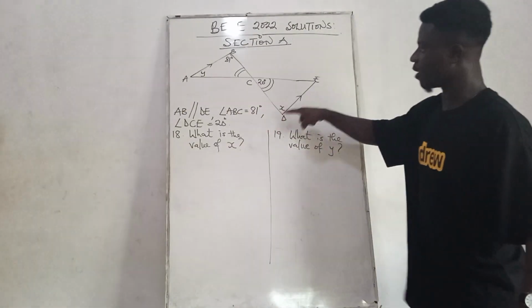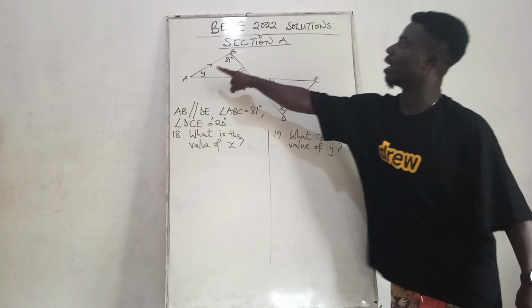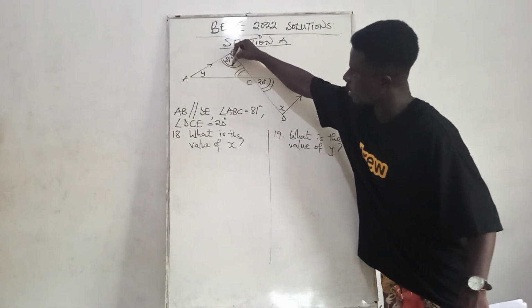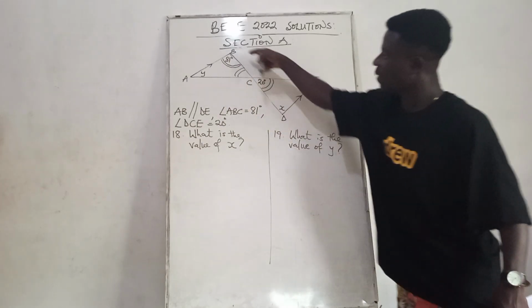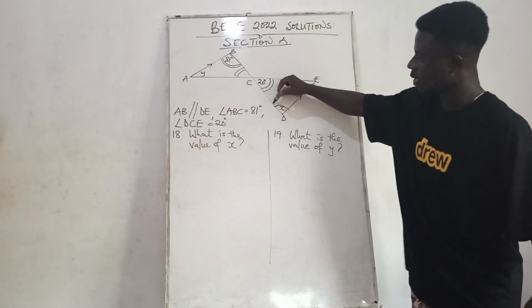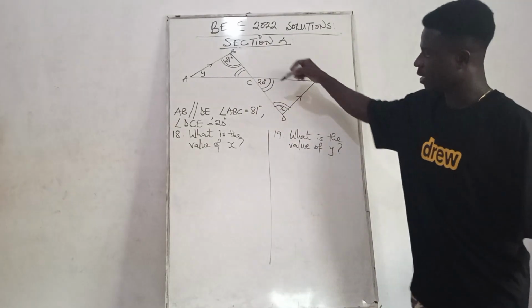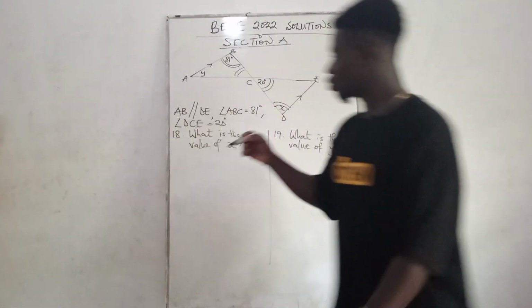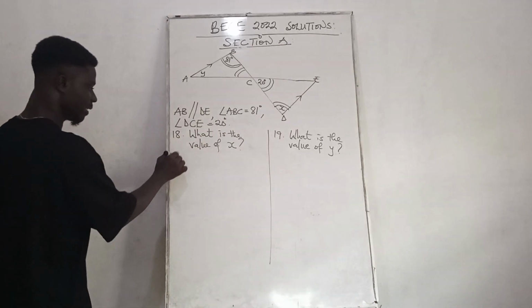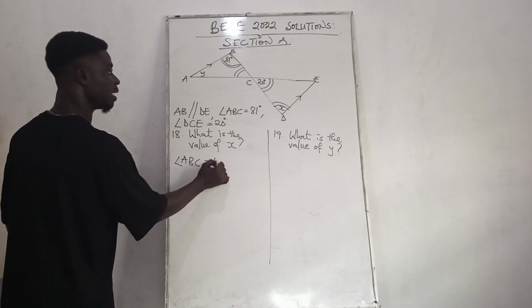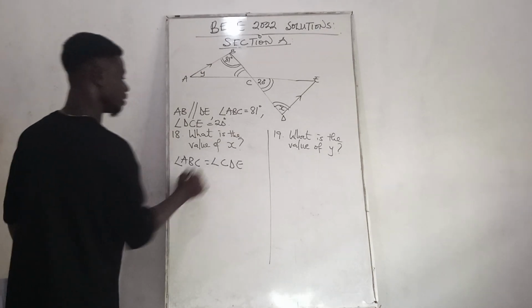A Z shape here. Then you can get what? Alternate angles. So angle ABC is equal to what? Angle CDE. So angle ABC is equal to angle CDE. So now I can say that angle ABC equals angle CDE.